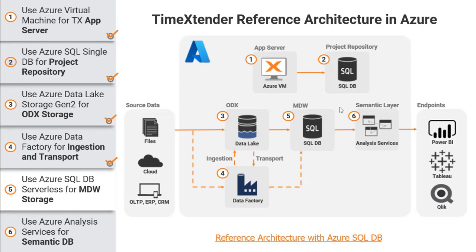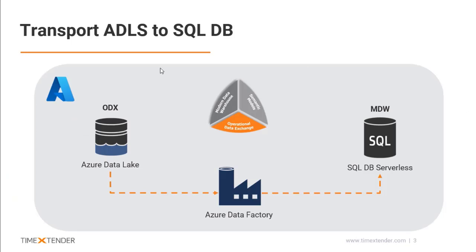As we've mentioned, we've gone through and done previous sessions, creating the app server, creating the project repository, the ODX, the Azure Data Factory, ingesting some SQL Server on-prem data using the integration runtime, which we did last time. And now we're going to be using the Azure SQL Database Serverless as the storage for the MDW. We're also going to be using the Azure Data Factory to transport the data from the data lake into the SQL database. And I'll talk about why we're going to do that. So as you'll see here in this diagram, again, we're going to be using the Azure Data Factory to move data from the Azure Data Lake into the Azure SQL Database Serverless.